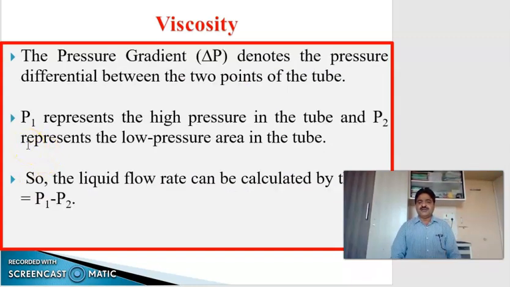The pressure gradient delta P denotes the pressure differential between 2 points of the tube. P1 represents the high pressure in the tube and P2 represents the low pressure area in the tube, so that the liquid flow rate can be calculated by delta P, that is change in pressure, P1 minus P2.